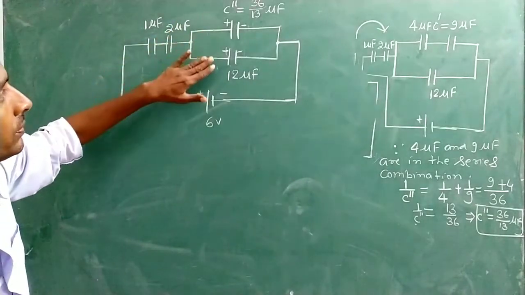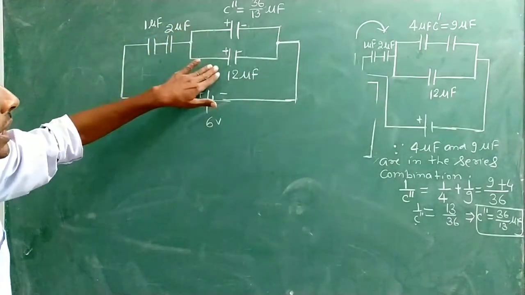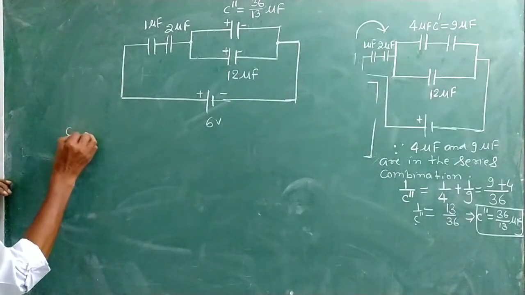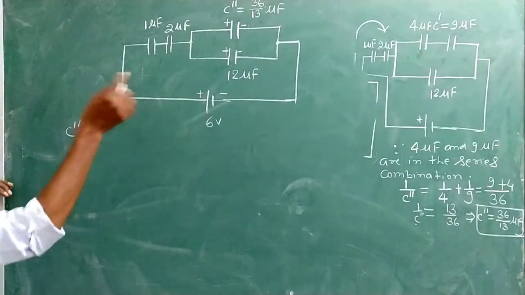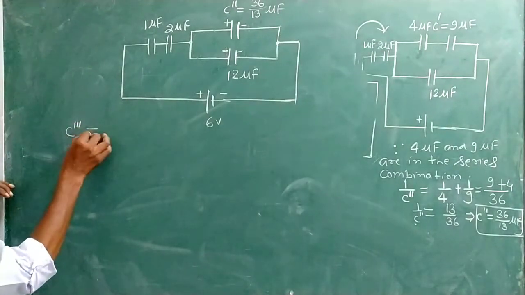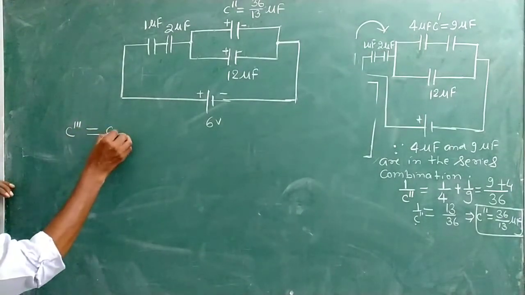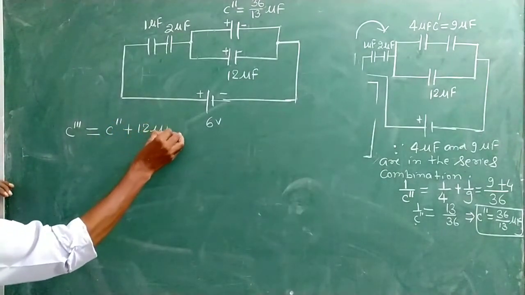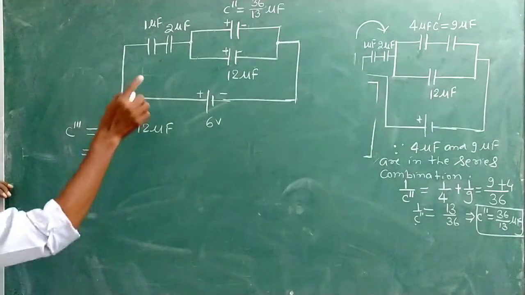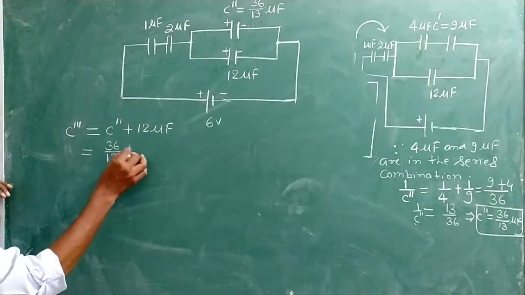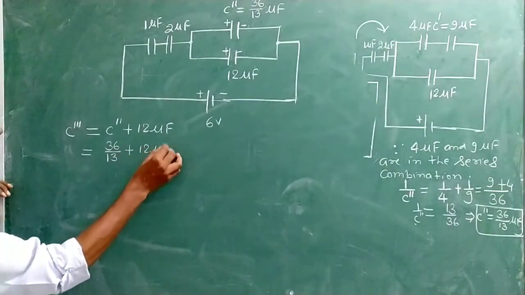On finding the equivalent of these two capacitors, we have C double dash. Since they are in parallel combination, the equivalent C triple dash can be written as C double dash plus 12 microfarad. This will equal C double dash, that is 36 upon 13 plus 12 microfarad.